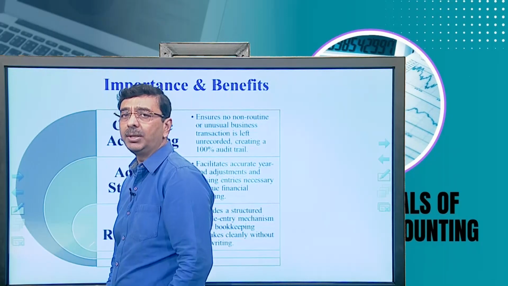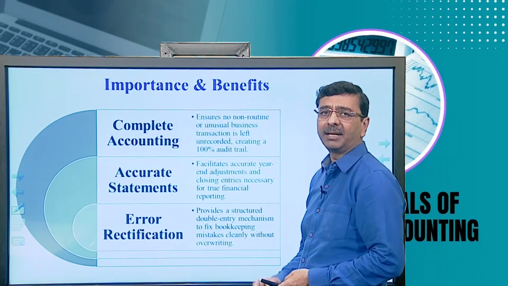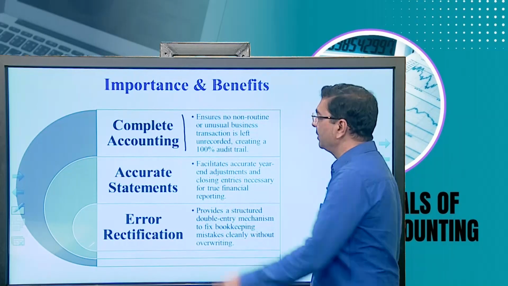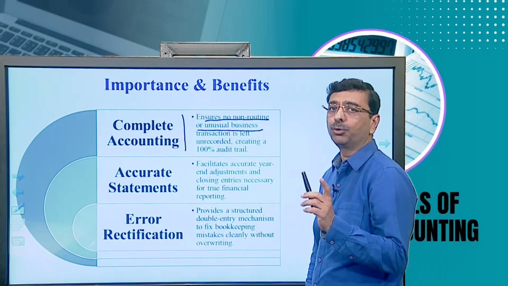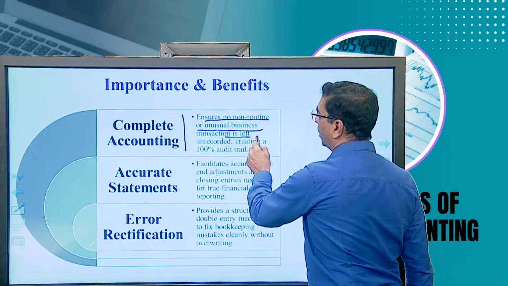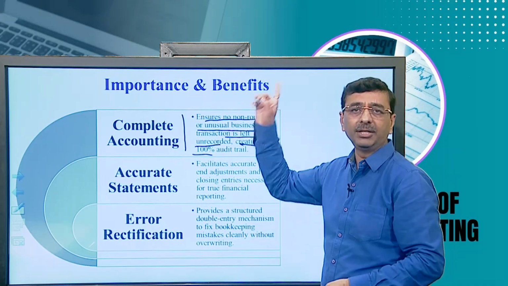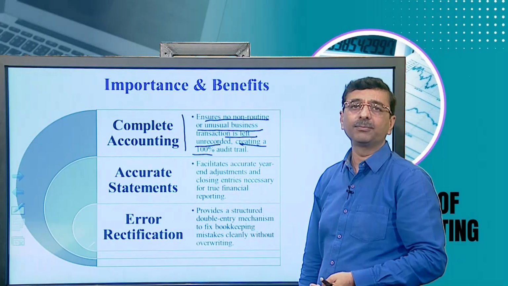Now, importance and benefits. What are the importance and benefits of the general proper? First, it's a complete accounting. It ensures that non-routine and unusual business transactions should not be left out. If they are left unrecorded, we have to find out and record the transactions in the general proper. Then it will be easily managed for the audit.